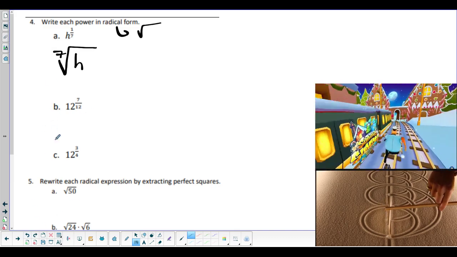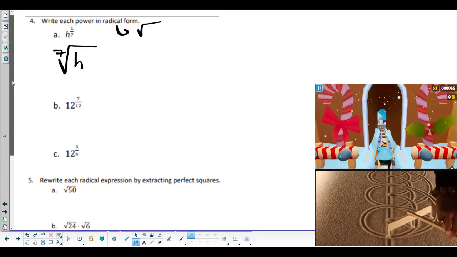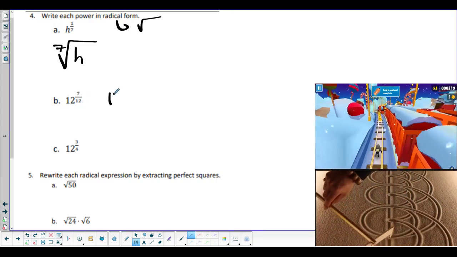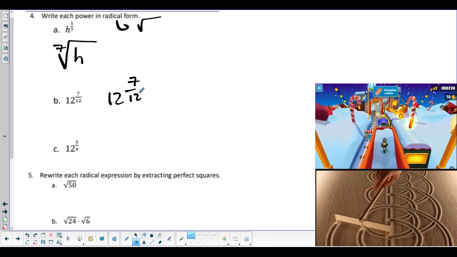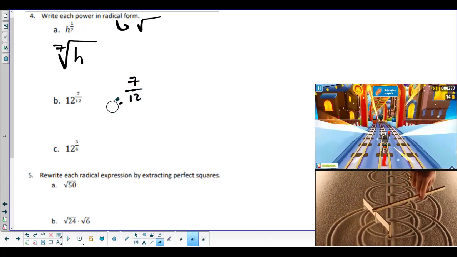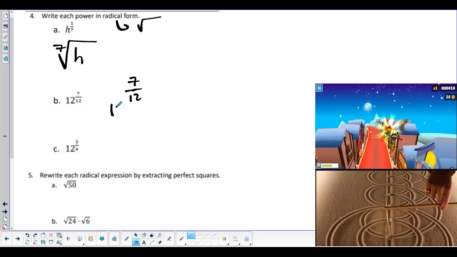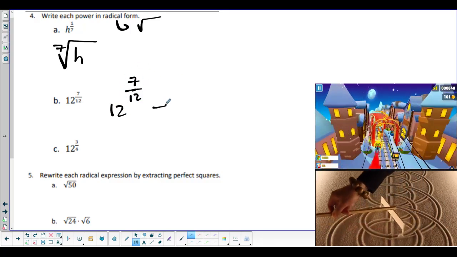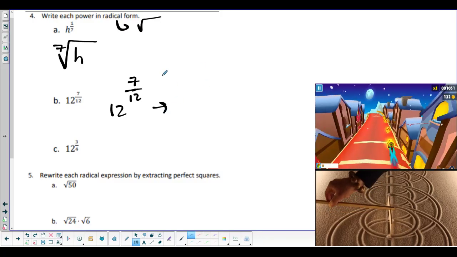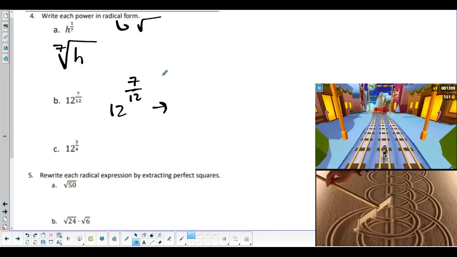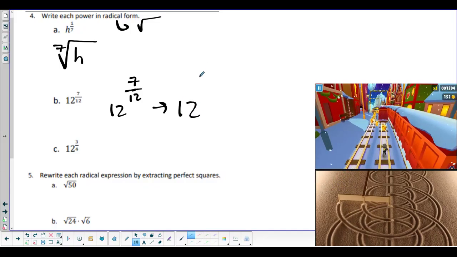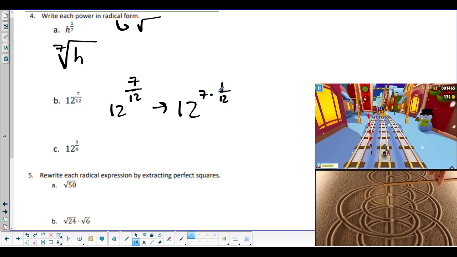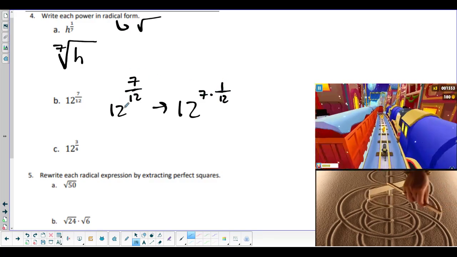It gets a little bit more tricky when you look at these two, b and c, because there's actually two things going on in the fraction. This is 12 to the 7/12, okay? The tricky part is to note how we can rewrite this fraction up top. I know that when you multiply fractions, you just multiply top to top and bottom to bottom, which means this is the same as 12 to the 7 times 1/12, right? 7 times 1/12 is 7/12, right?